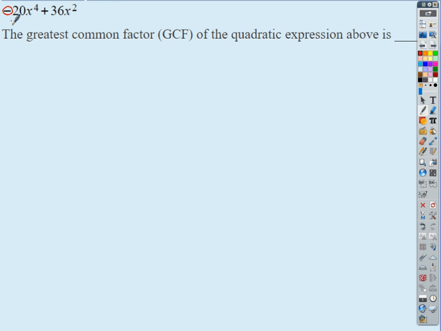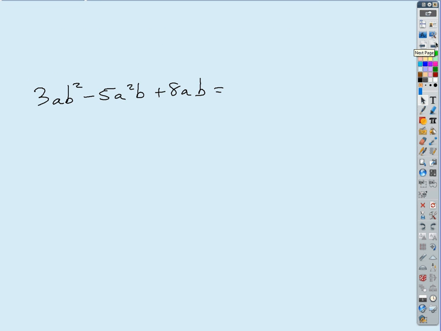Okay? Yeah. Okay, so in this case, the greatest common factor is going to be negative, and what's the number going to be? 4. And what's the biggest power of x I can undistribute? X squared. There you go. Okay, good. All right, so we can skip that.